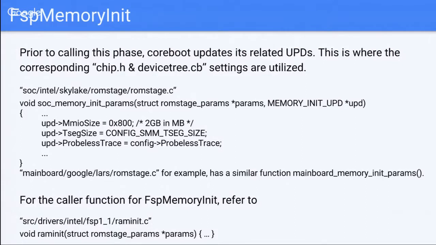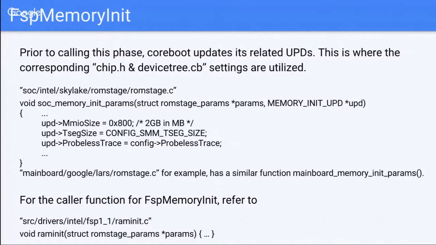So if we look at romstage.c under Skylake, there's a function called soc_memory_init_params. That's where the UPDs get updated, either with a hardcoded value, like we think, okay, this hardcoded value is good enough, or by the config values that we set in the devicetree.cb file. Also in romstage.c under a specific board directory, there's a similar function called mainboard_memory_init_params. That's also passing some input to the UPD. For example, SPD data is passed in that function for the board.